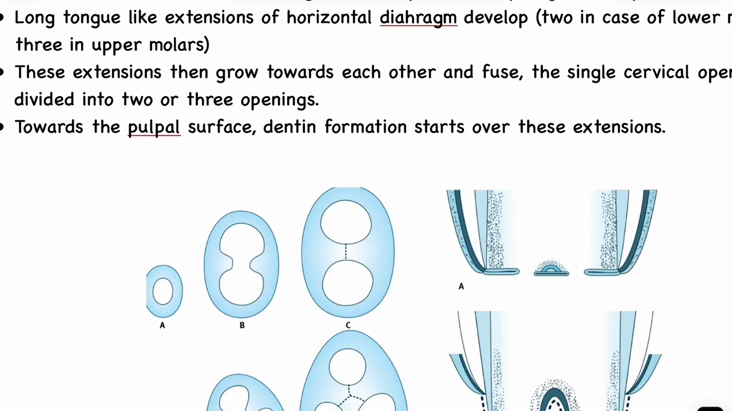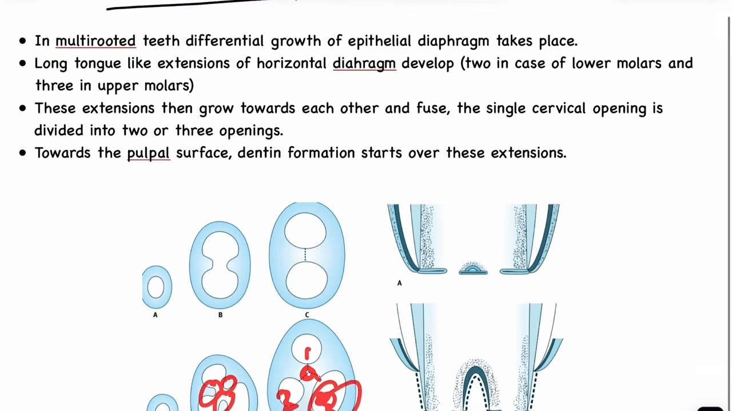And if I want to form three roots, what will happen? Three such diaphragms will be formed and they will be fused in the center, and then three roots will be formed. One, two, three. Okay, this is the entire process. How do I write it?